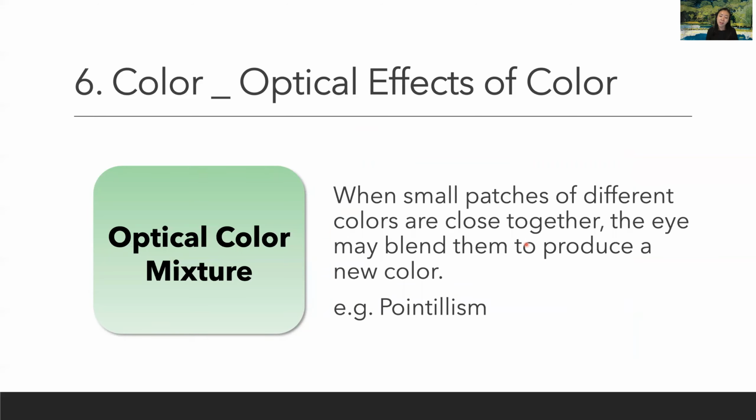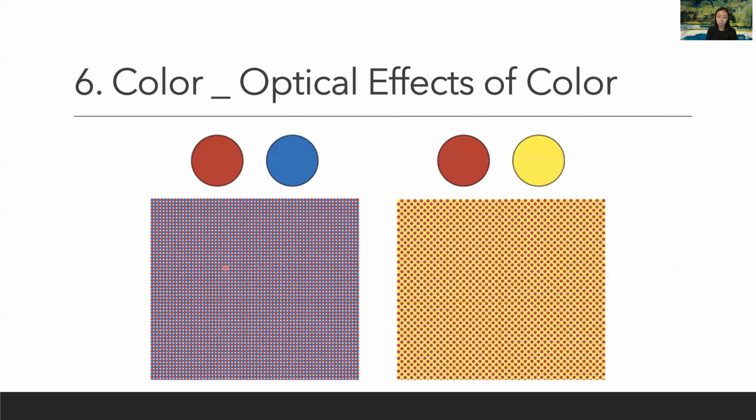Now let's talk about the next optical effects of color: optical color mixture. Colors can be mixed in light or pigment, but they can also be mixed by eyes. When small patches of different colors are close together, the eye may blend them to produce a new color. For example, pointillism uses this optical color mixture effect. Let's see examples of optical color mixture.